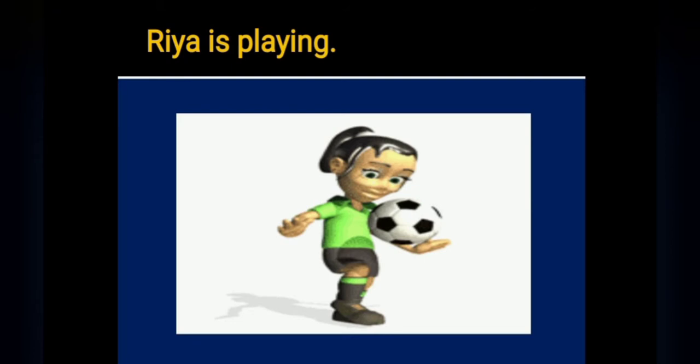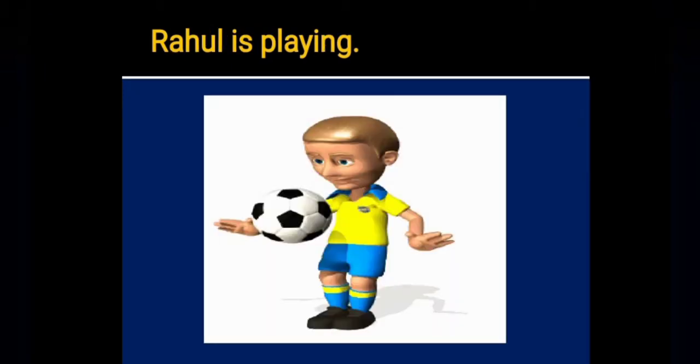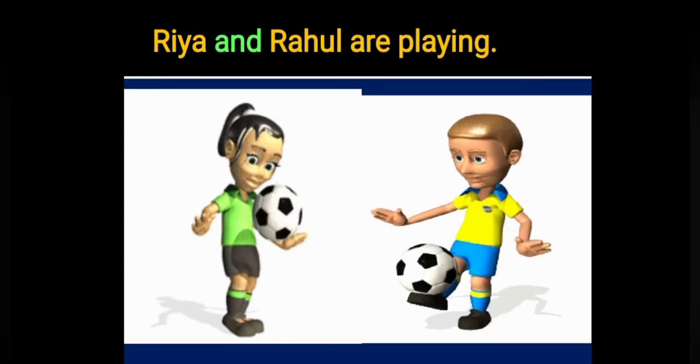Now look at the picture displayed on your screen. What is Ria doing? She is playing. Ria is playing. Now look at the next picture. What is Rahul doing? Rahul is playing. And another picture comes on your screen. What are Ria and Rahul doing? And naturally your answer would be Ria and Rahul are playing.